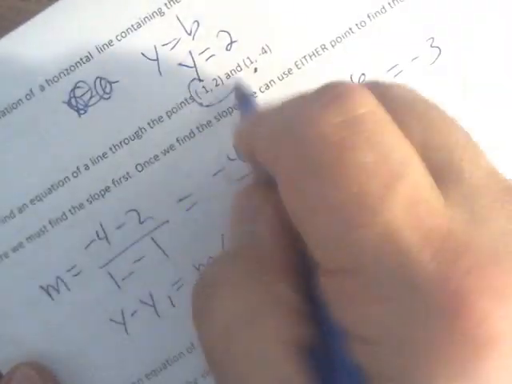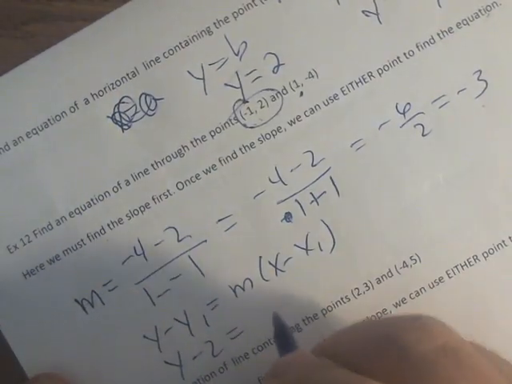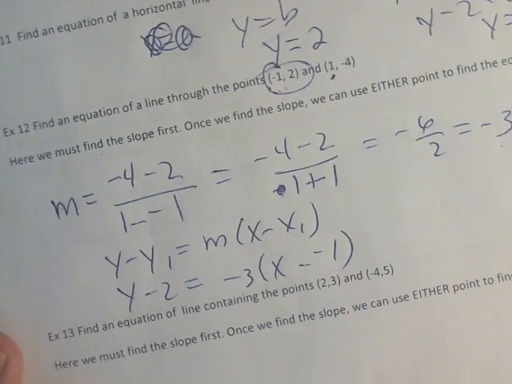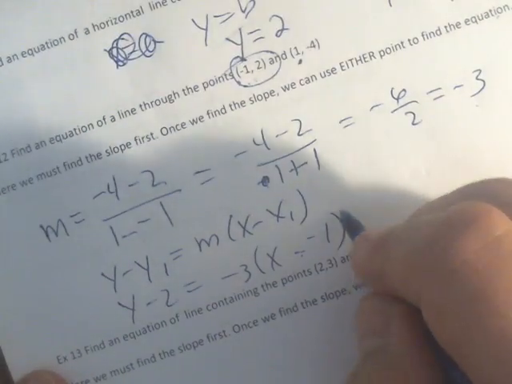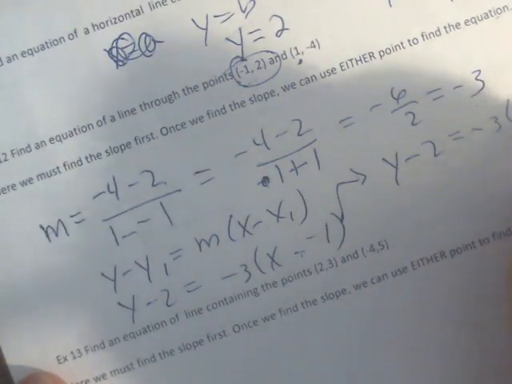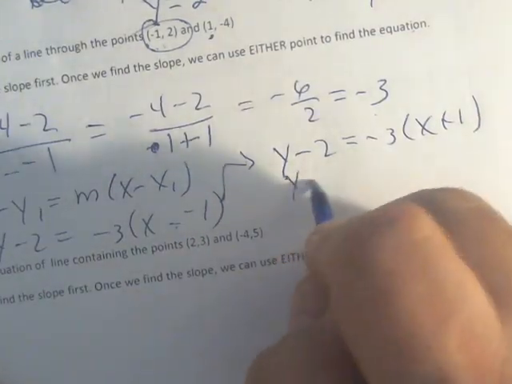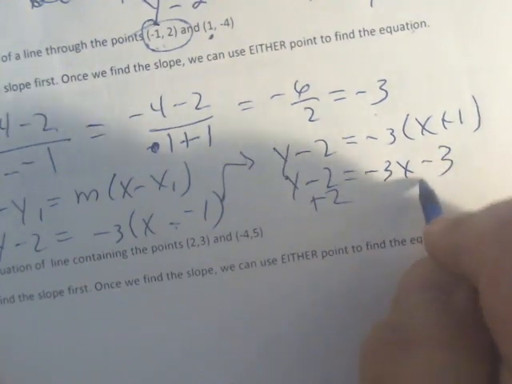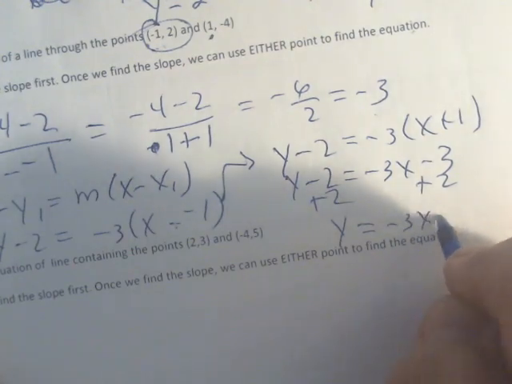So I'm going to use the first point. So y minus 2 is negative 3, and be careful again, you've got to watch these signs. I've got a double negative here, which, before I distribute, I'm going to make that x plus 1. Now, I'm going to distribute. I'm going to add 2, and I get y is negative 3x minus 1.